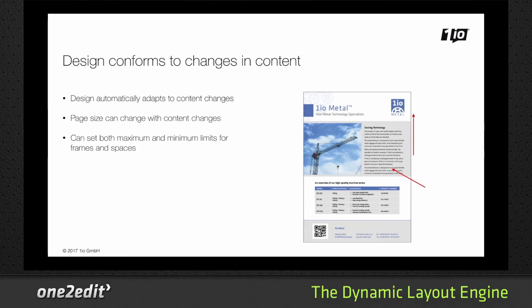As well as this, the page size itself could increase along with the content if that was desired. In other words, with the page growing due to extra content. Both maximum and minimum sizes for frames and spaces can be set, as well as maximum and minimum sizes for the document itself and for the aspect ratio distortion values, which gives you full control over what happens to the document.